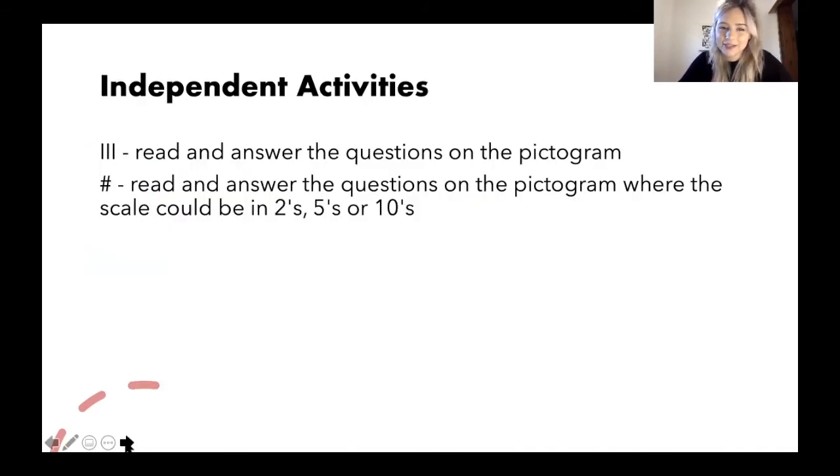I've got some independent activities for you. You don't need to do both. You can just choose what suits you after our little input together. So for a few ideas, you're just going to read and answer the questions on the pictogram. If you're going to do relate, you're going to read and answer the questions on the pictogram where the scale could be in 2s, 5s or 10s.